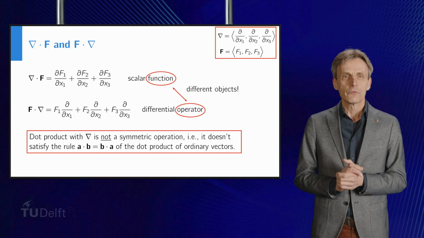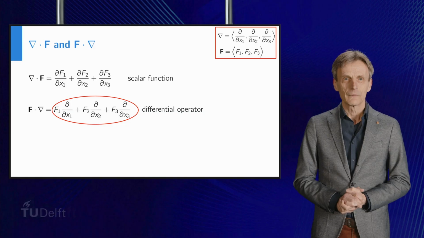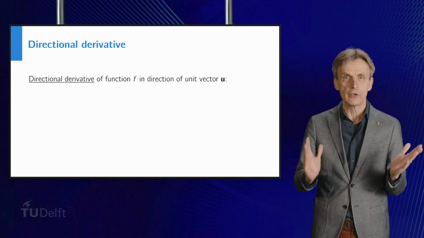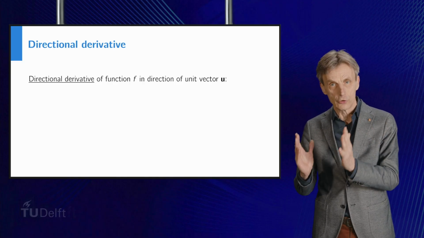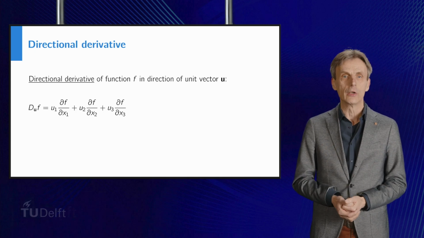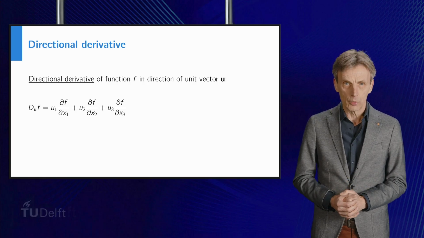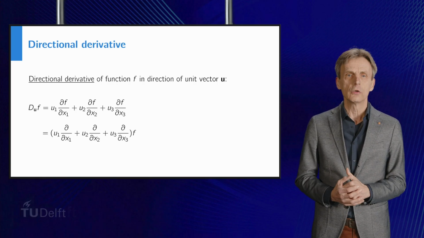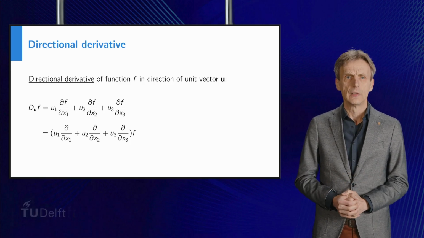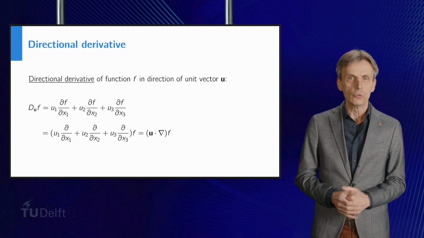Now, take a moment to think about this operator. Does it ring a bell? Recall the concept of the directional derivative of a function f in the direction of a unit vector u, which you have seen to be equal to the expression shown here. This can be written as the formal product of the single differential operator shown between brackets and the function f. This operator is equal to the dot product of the vector u and the del operator.